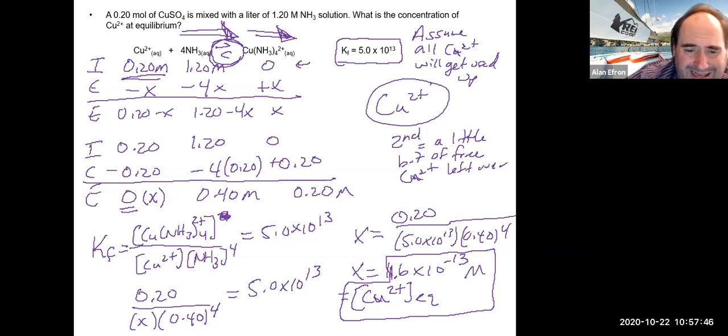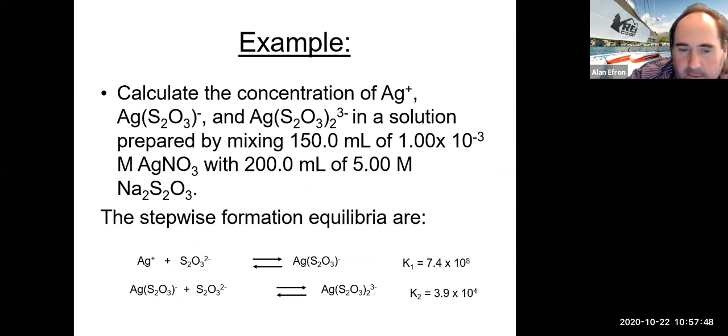Okay, so let's take a look at another one here. We want to calculate the silver concentration and pretty much everybody's concentration when we mix together 150 milliliters of 1 times 10 to the minus 3 molar silver nitrate with 200 milliliters of 5 molar sodium thiosulfate. So in this particular case, we have a stepwise complex ion formation given to us. So we got 2 K values, one for each of those steps.